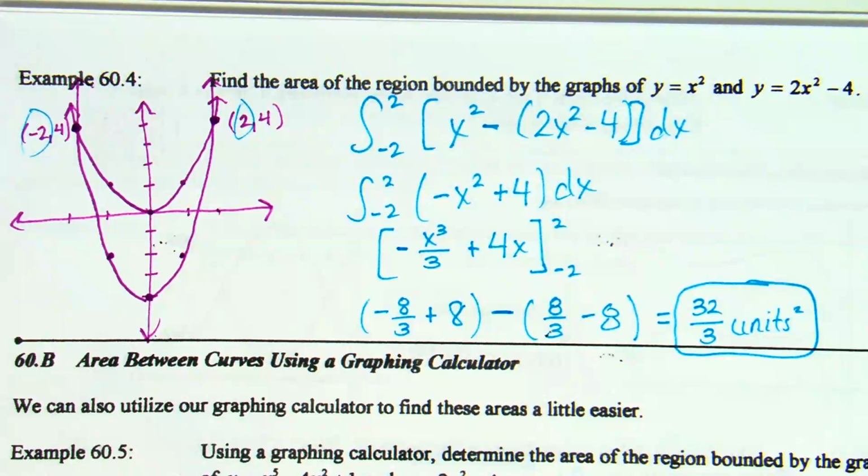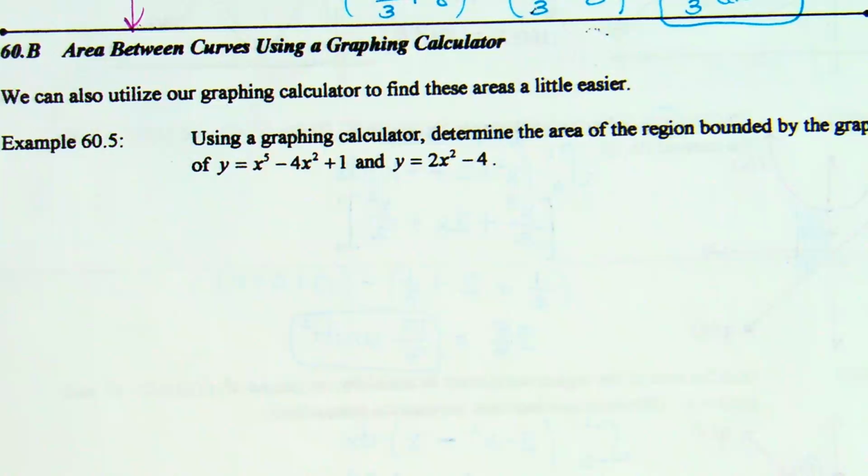Okay. B. Notice what it says. We can also utilize our graphing calculator. And as you start looking at those equations, what do you notice? I'm not graphing those in my head. x to the fifth minus 4x squared plus 1. Nope. 2x squared minus 4 I could graph by hand. But that first one, not happening.